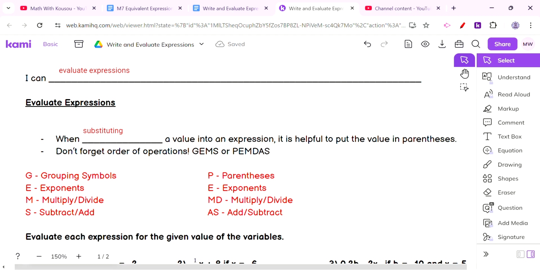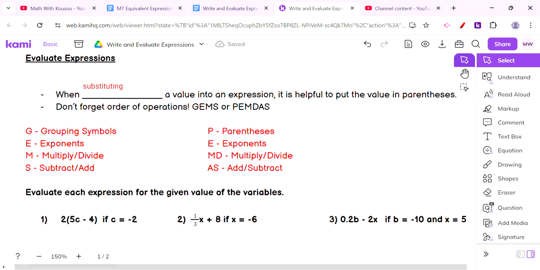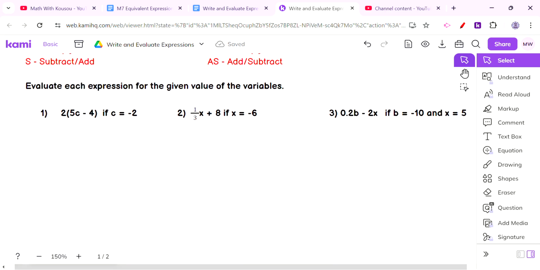GEMS is G stands for your grouping symbols like your parentheses, E stands for exponents, M stands for multiply, divide, and S stands for subtract or add. In PEMDAS, P stands for parentheses, E stands for exponents, MD stands for multiply, divide, and AS stands for add or subtract. All right, so next we have here, evaluate each expression for the given value of the variables.